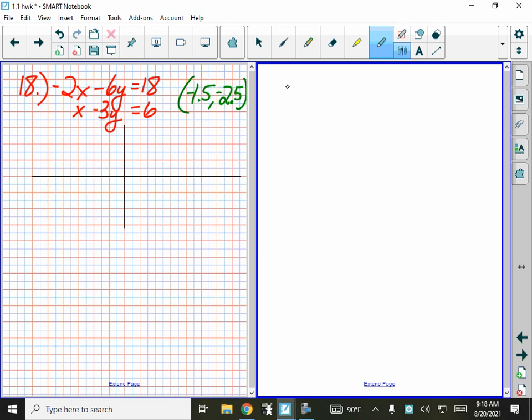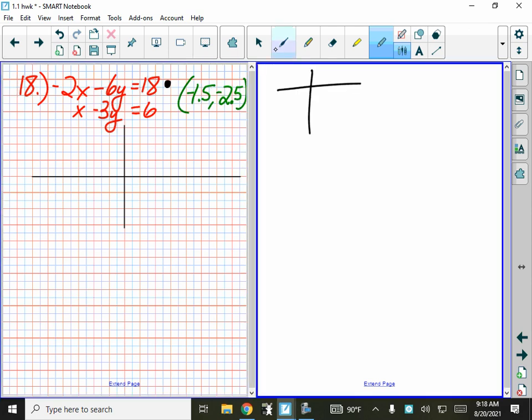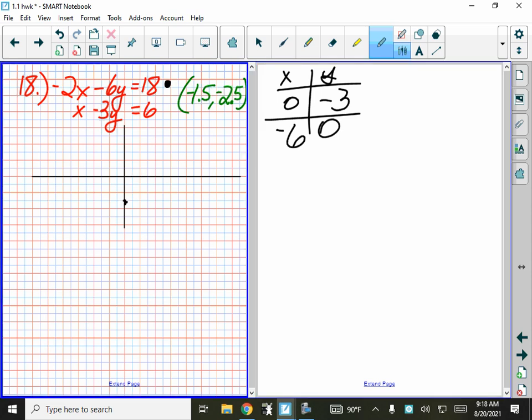Okay, so I'm going to call this the black line. Here we go. So let's do an XY table. I'm going to graph first because why not? If x is 0, y is -3. And if y is 0, x is -6. So 3 down. Oh, that's a big dot. And 6 left. 2, 4, 6. And then I'm going to graph that puppy.